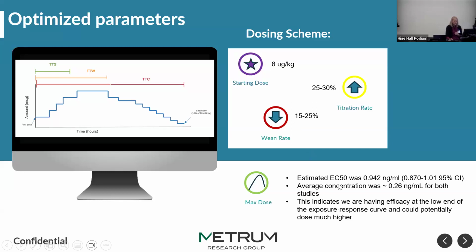An interesting finding from our final PD model was that our estimated EC50 was about 0.9, which was a little bit higher than our previous models indicated. The average concentration in those studies was about 0.26, which shows us that we're at the low end of that exposure response curve. So we definitely could have some benefits from dosing higher. But again, we want to use a conservative approach, keep an eye on our safety endpoints, so that we're not overdosing these newborns that wouldn't benefit from higher doses.